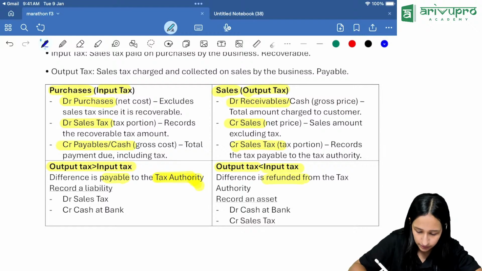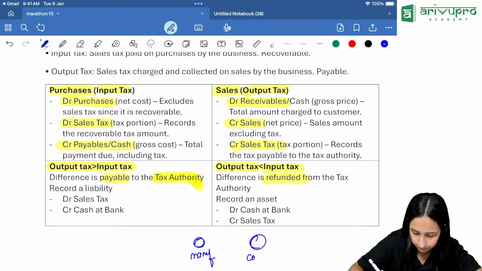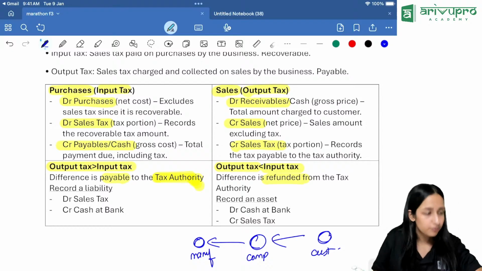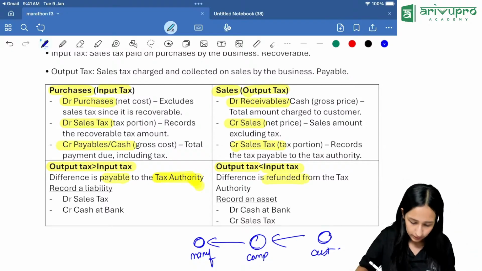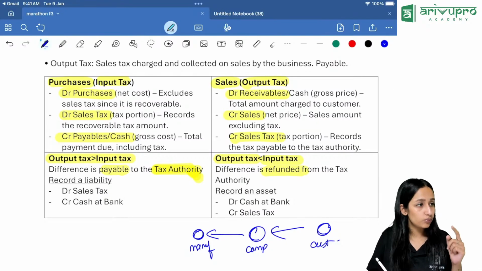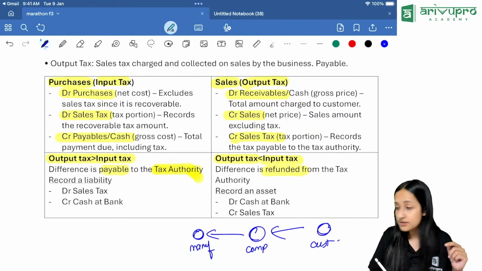For example, you are buying from a manufacturer, you are a company, and you have customers. You are buying from the manufacturer, and customers are buying from you. Now, for the manufacturer, you have to give some money to the manufacturer.